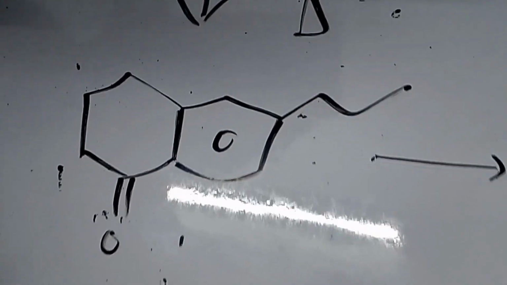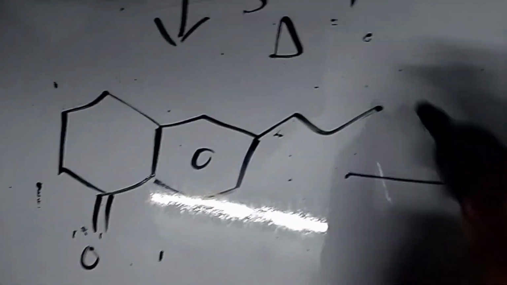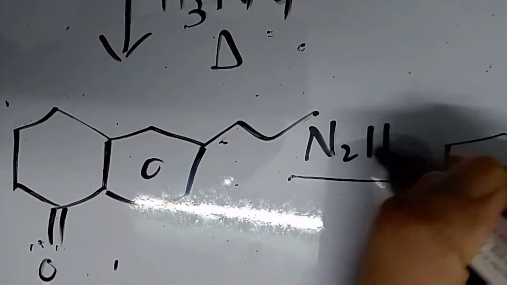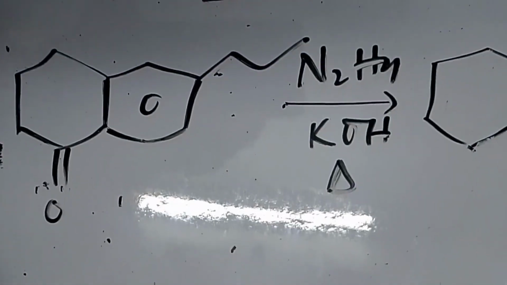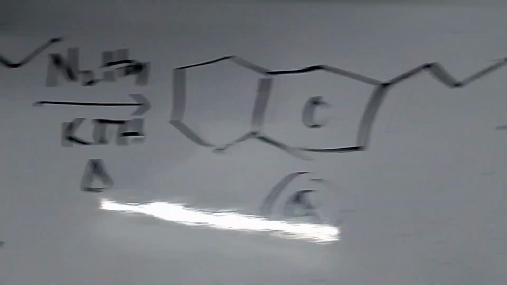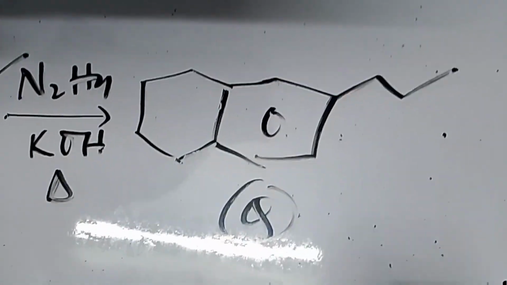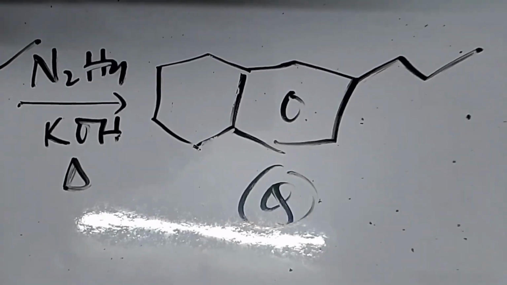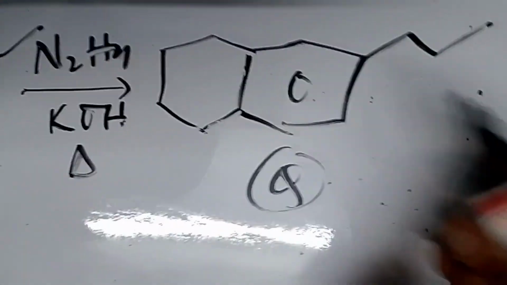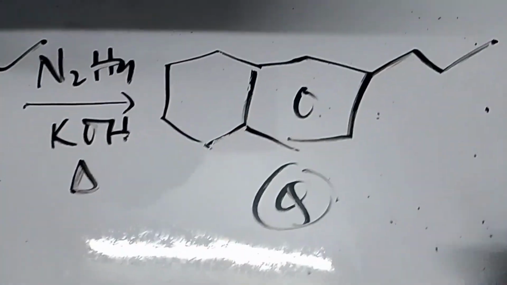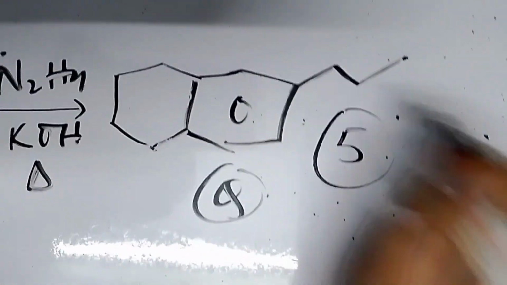In the last step, we get Wolff-Kishner reduction, that is N2H4, KOH, heat, and they should have mentioned ethylene glycol as well, but we consider it here, so we get the compound Q, which is this. Now the question asks for the degree of unsaturation of this product Q. The degree of unsaturation of the benzene ring is 4, and there is another ring, so we get a total answer of 5.